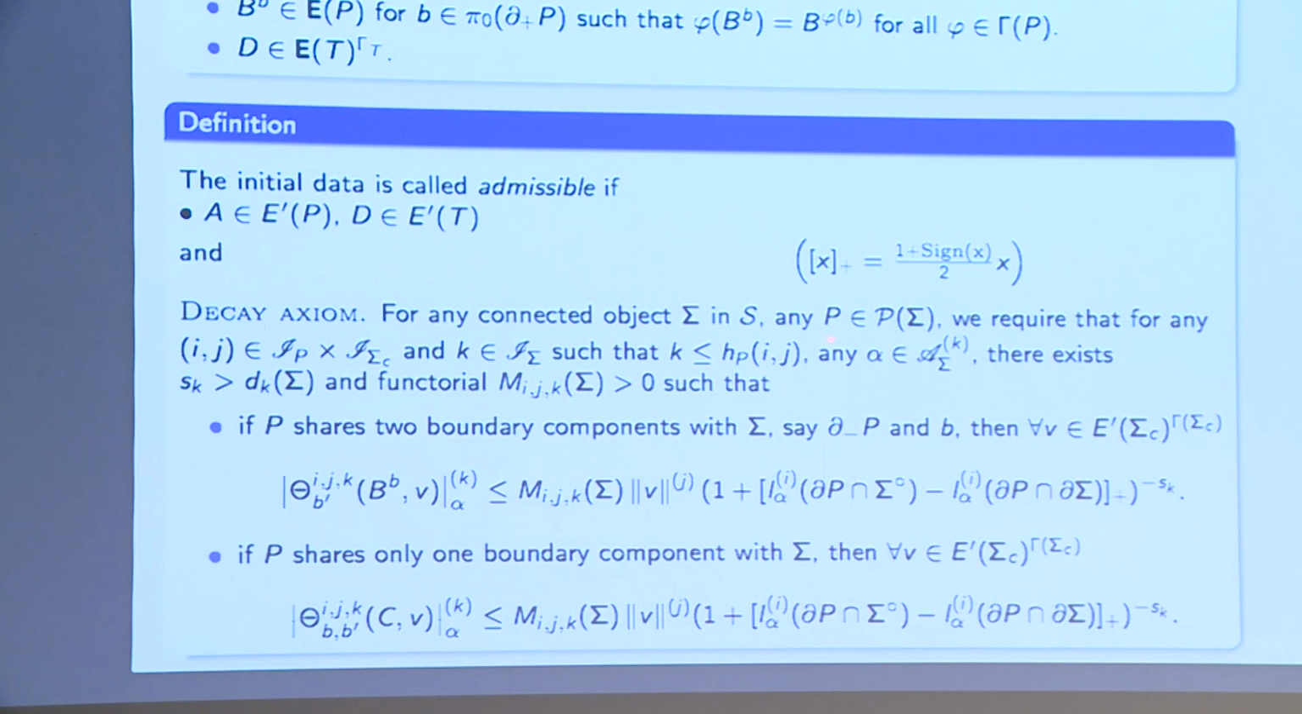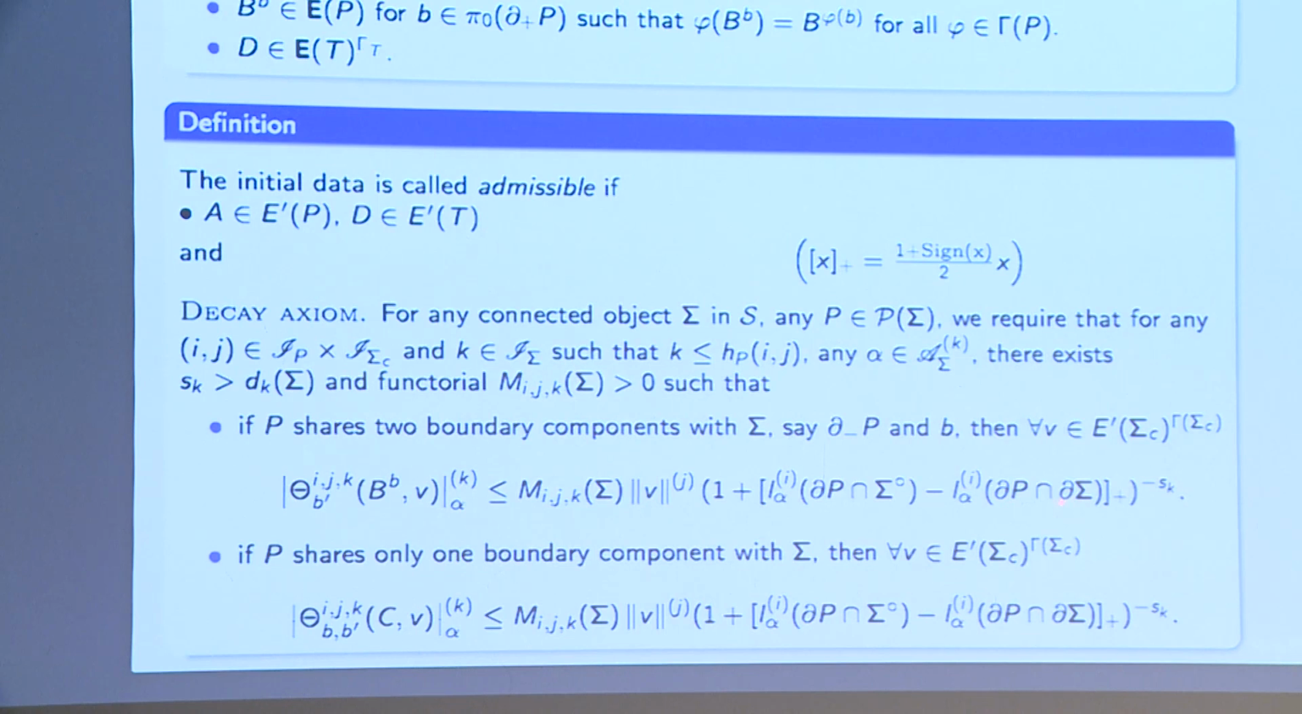It's called sigma complement. So any vector v that lies in the E prime space, mapping class invariant part, you must have that this norm here is less than this constant times the norm of v times this one plus, and then you take the length of the boundary in the interior and subtract the length from the stuff that comes in with the boundary, and then you add one and take the plus part of that.